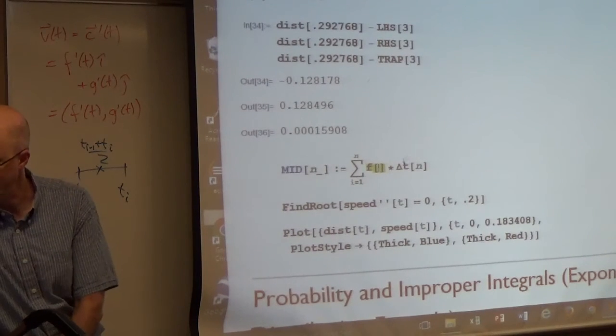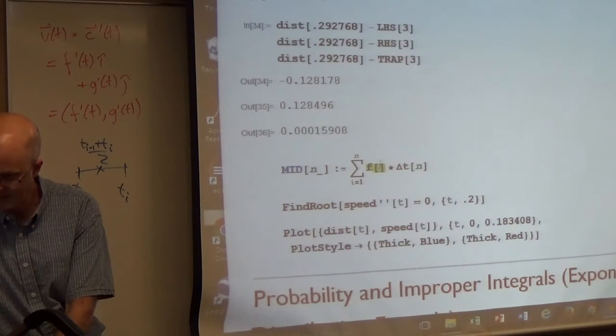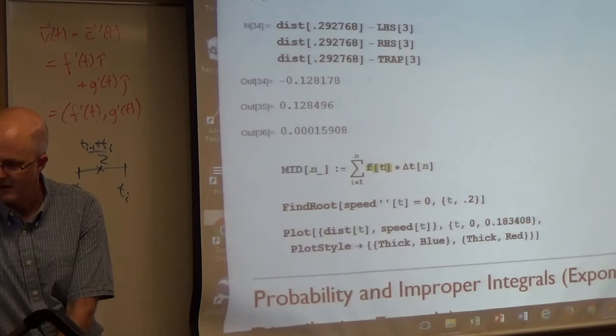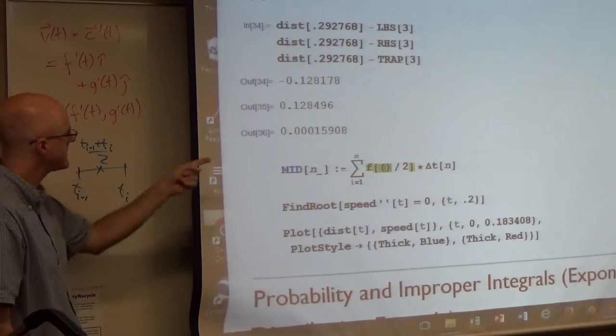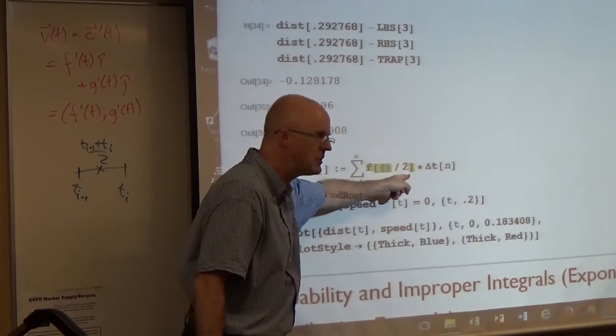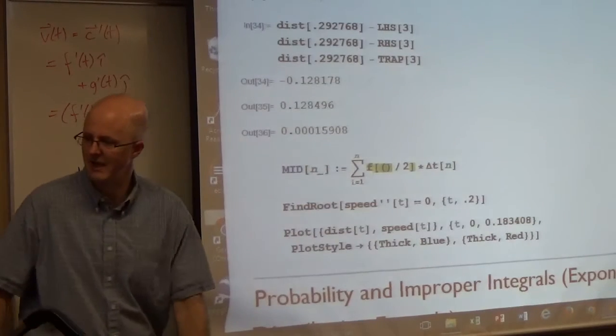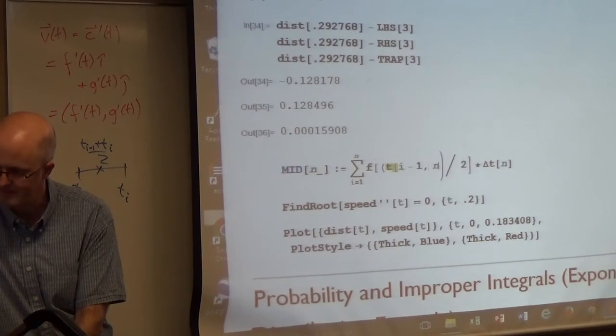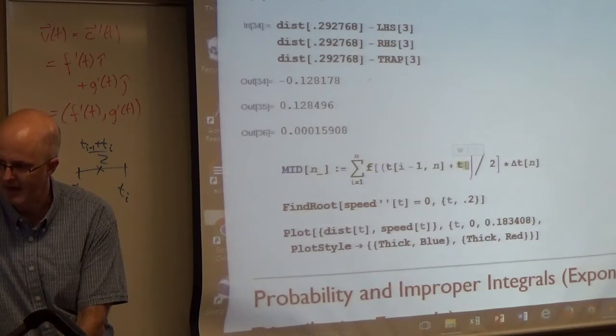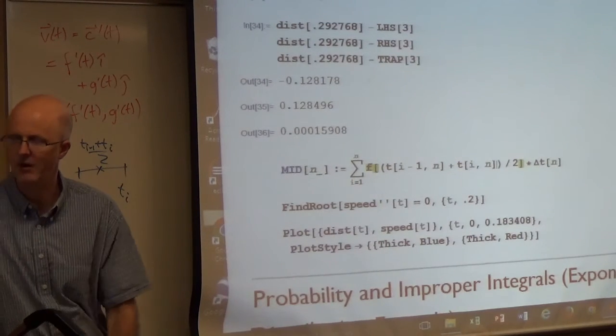In Mathematica, if I'm doing it with the notation I've had here so far, I'd have to do the same thing. I've got to take those two numbers and add them. Notice I've got something divided by 2 going into the function f. It's t sub i minus 1, which would look like this, plus t sub i, which in Mathematica, based on how I've done it, would look like that.